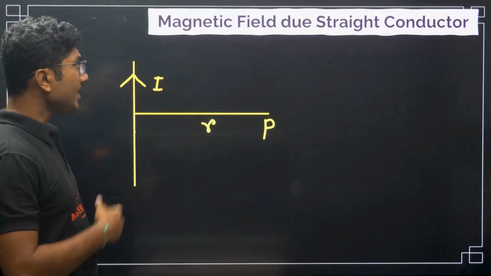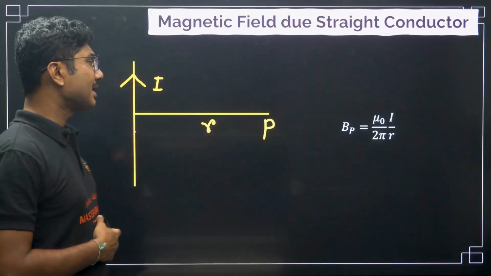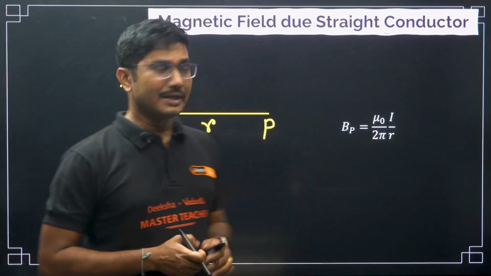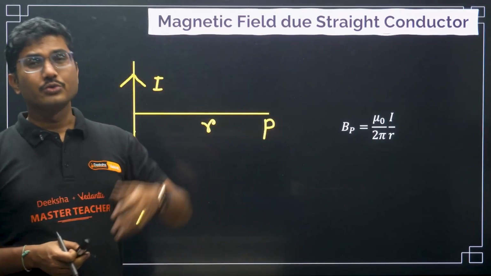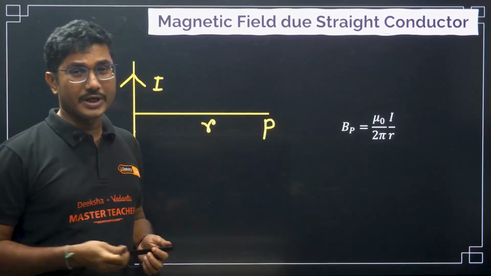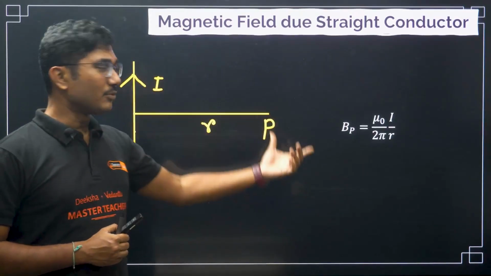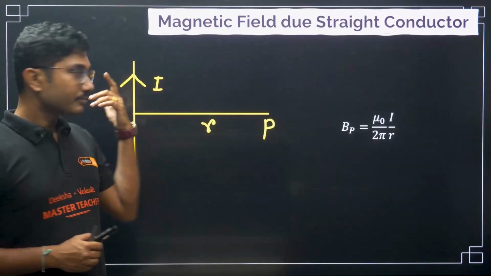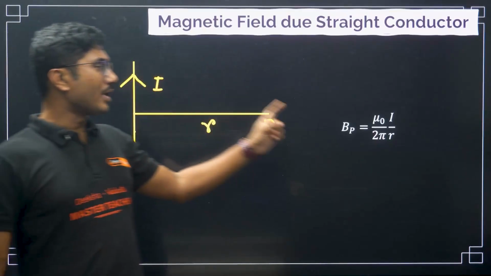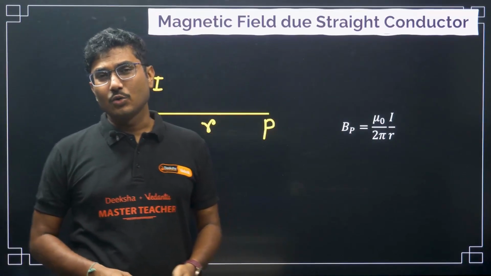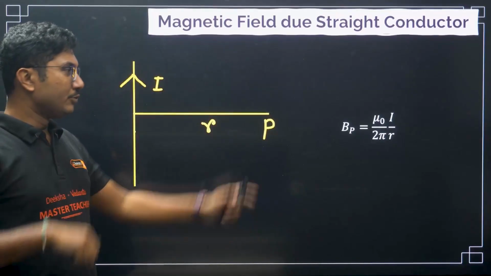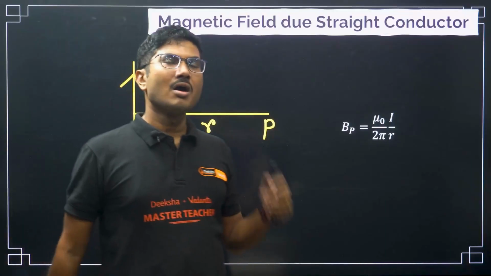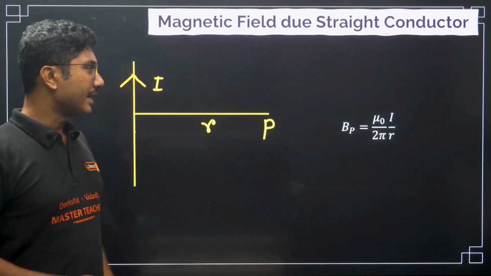Okay, now magnetic field due to a straight conductor. This is sufficient for your board exam. There is a slightly more complicated formula also for those who are preparing for KCET, COMEDK or JEE, but I will not go to that formula. This is the basic formula for the magnetic field due to a straight current carrying wire, and it is given by mu naught I by 2 pi r. Mu naught I by 2 pi r is the expression for the magnetic field due to a straight, very long, infinitely long current carrying wire.